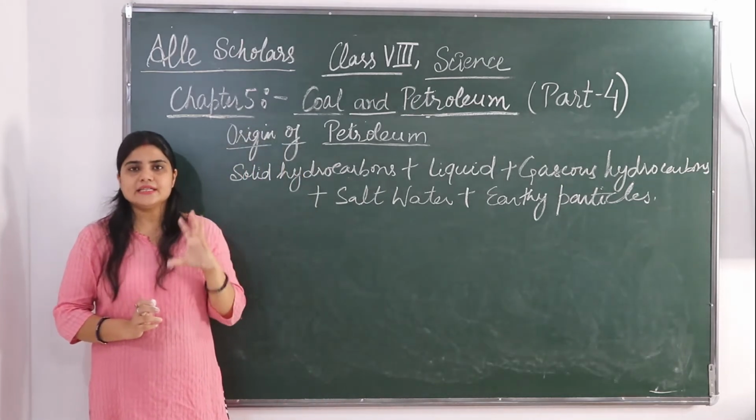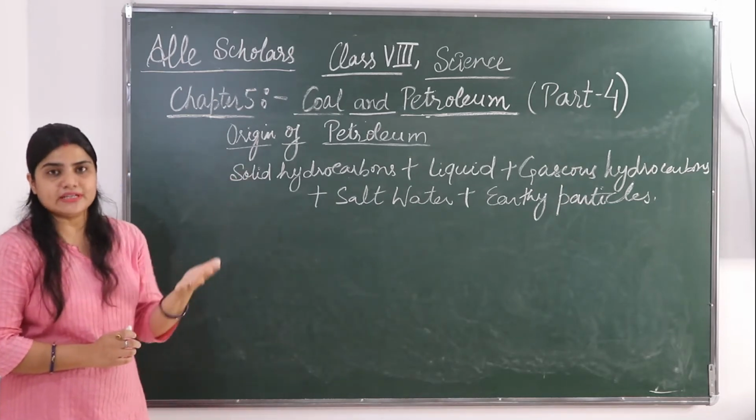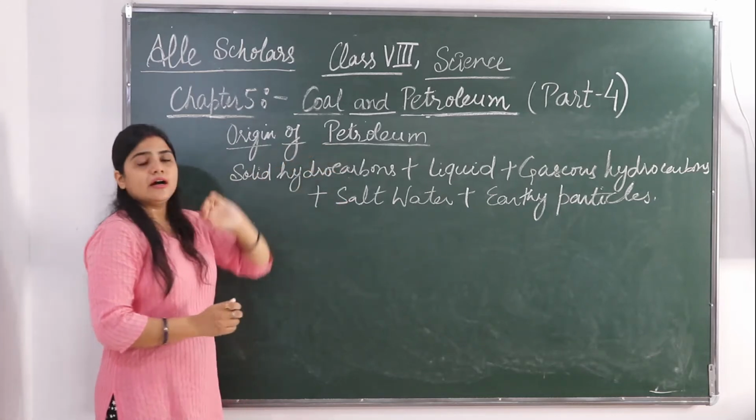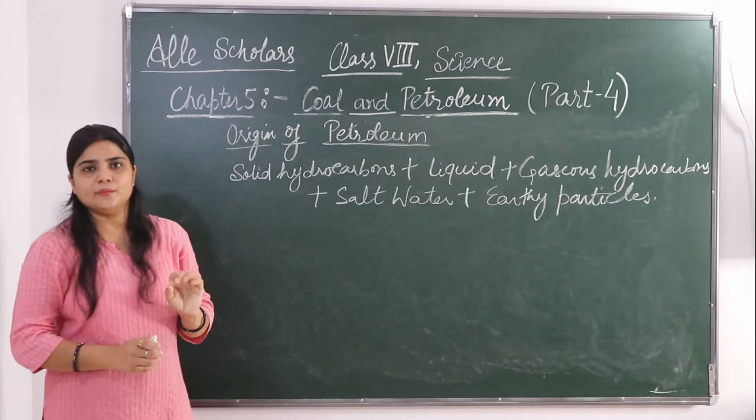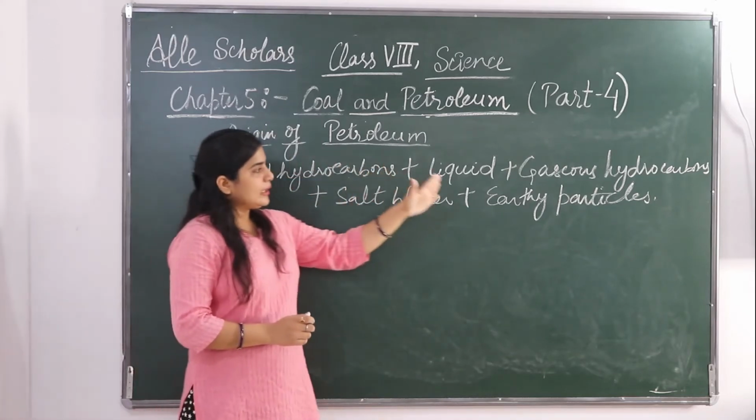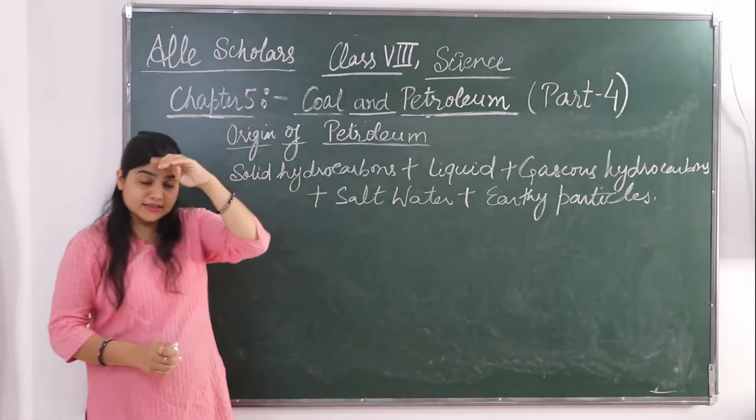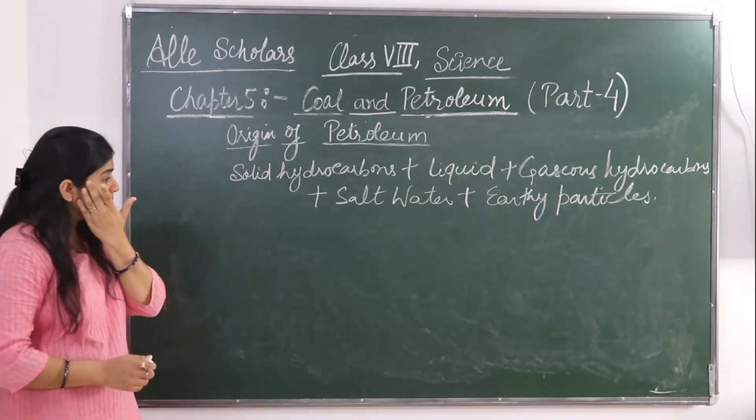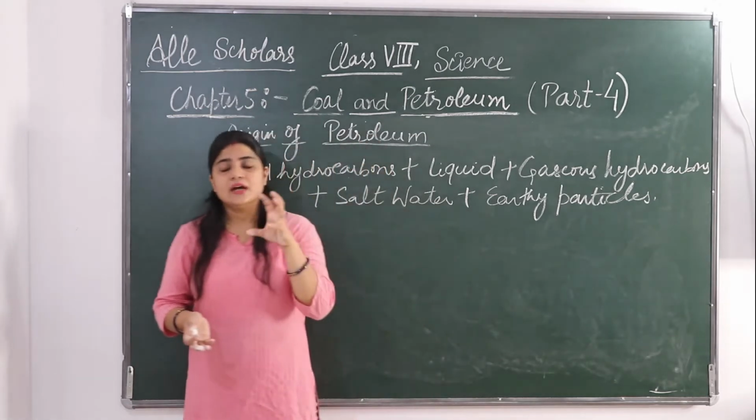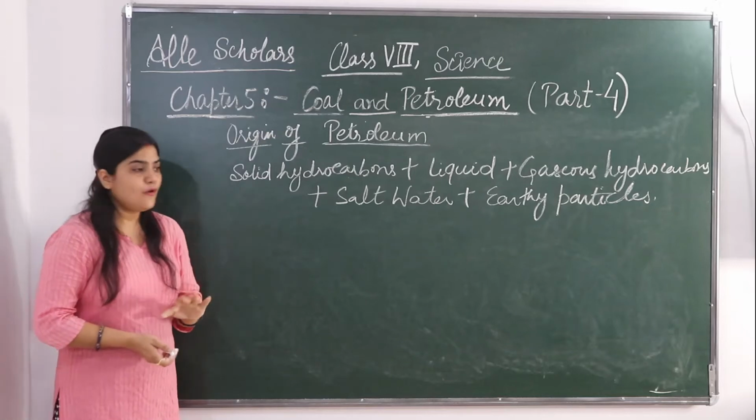From sea. सी से हमें सॉल्ट वाटर मिलता है, इसलिए आपने जनरली सुना होगा जो भी Gulf, sea वाली countries हैं, Gulf countries हैं, they are a great producer of petroleum. It is because petroleum is a mixture of solid, liquid, gaseous hydrocarbons, salt water and the earthy particles. That's why Gulf countries, you must be knowing Oman and all, so many Gulf countries, they are a great producer of petroleum.